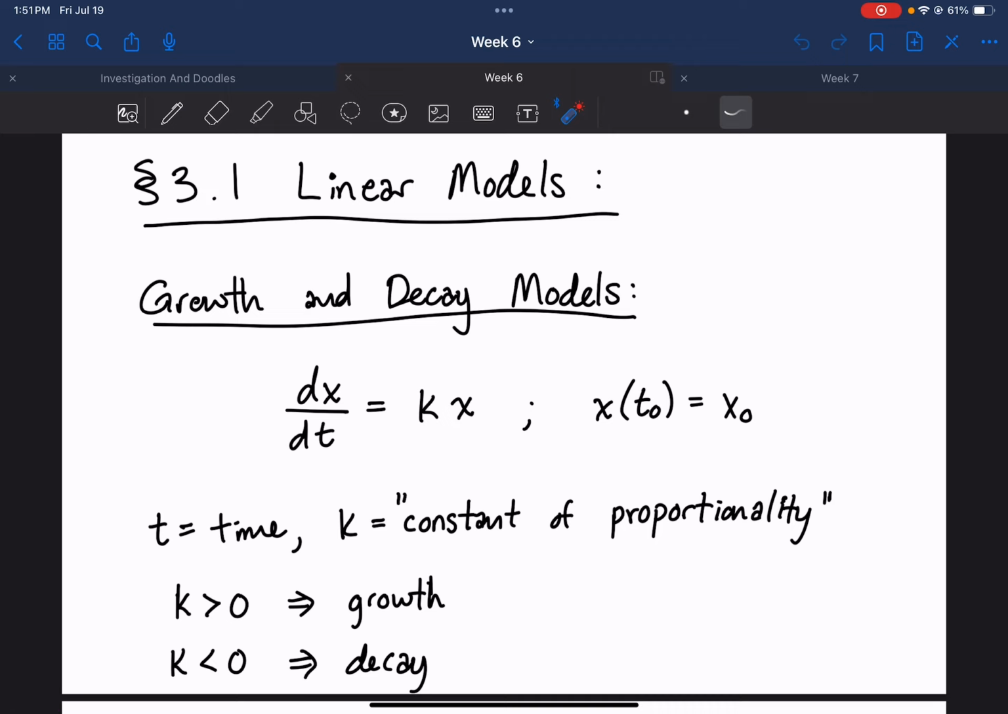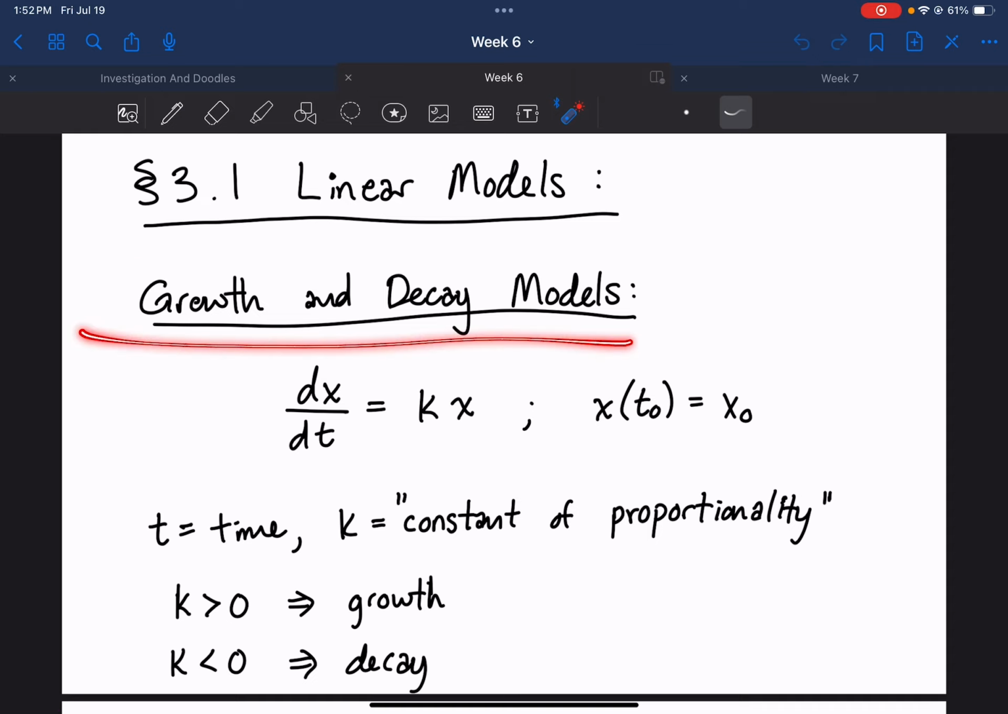Sections 3.1 and 3.2 are basically application sections. So we're just going to go through a bunch of different examples, and they're representative of almost every problem you'll get that looks like these. There are like 6 or 7 different archetypes, and they all fall into one of these types.